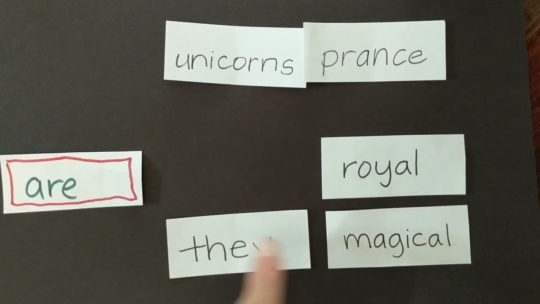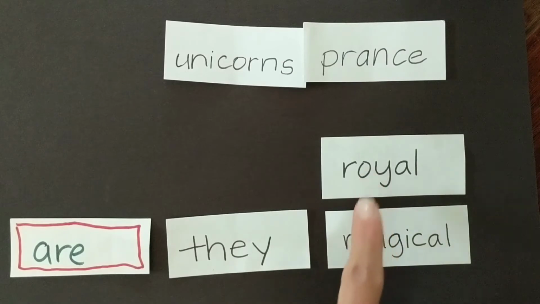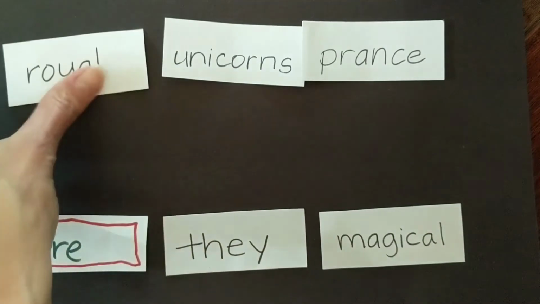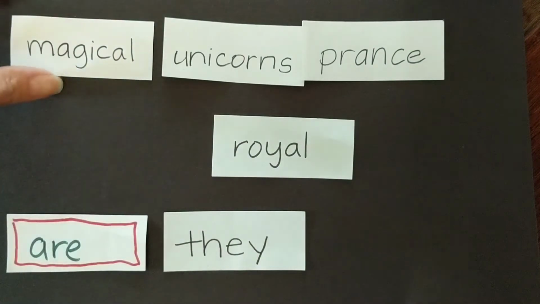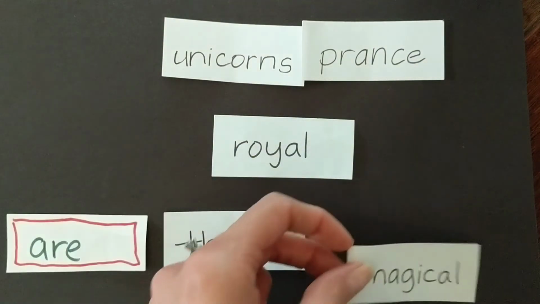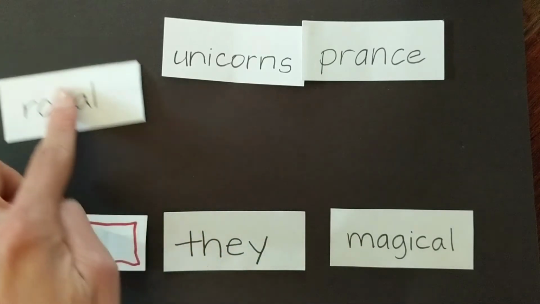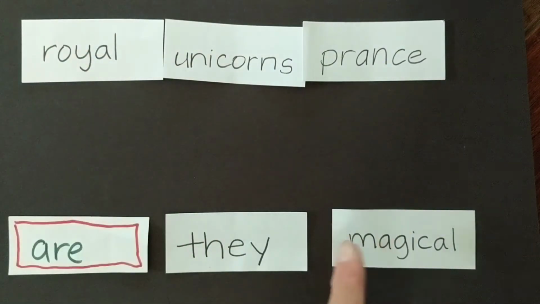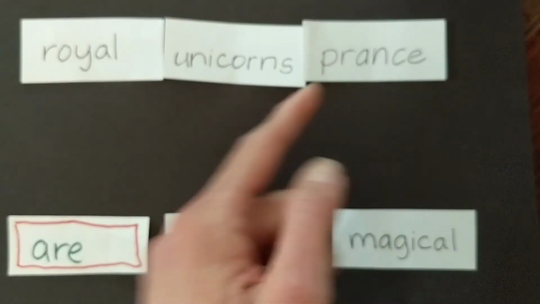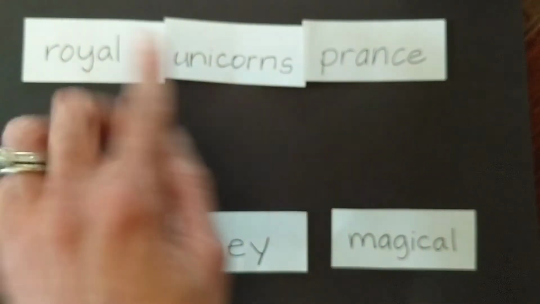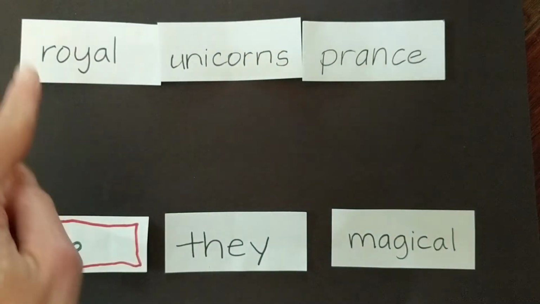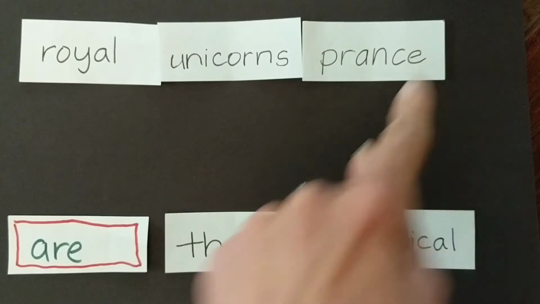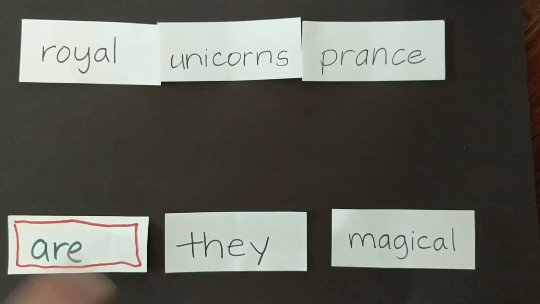I'm looking at our remaining words, and I see 2 choices. So we could say royal unicorns prance, or we could say magical unicorns prance. Either would work. My daughter did this actual lesson, and she chose royal, and her logic was that, well, all unicorns are magical, so let's make these special by saying they're royal. So here's our new sentence: royal unicorns prance. Again, we could change this to a capital R, add some punctuation, and we would have a complete sentence.